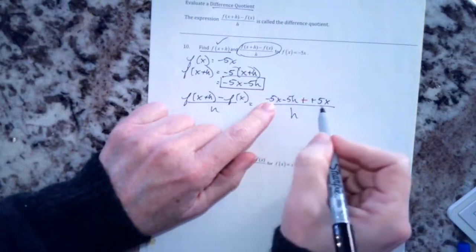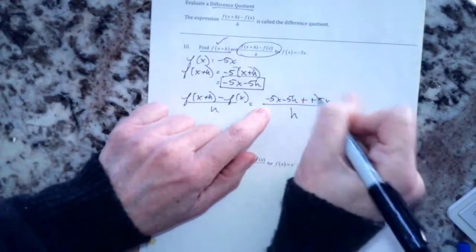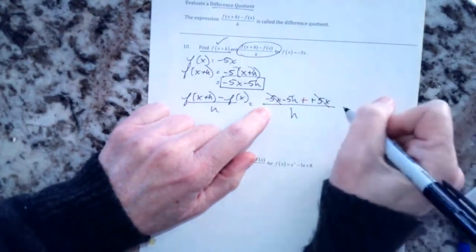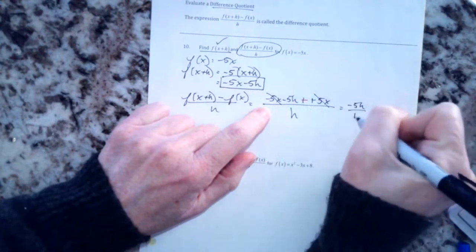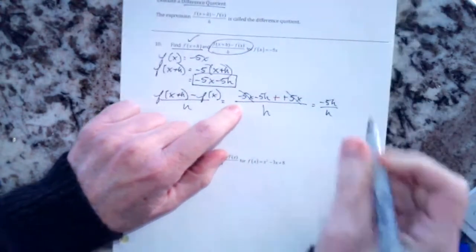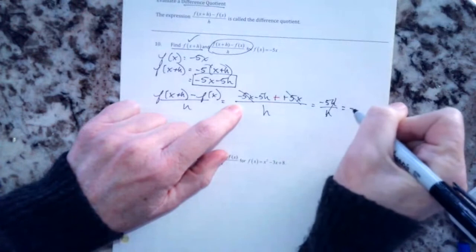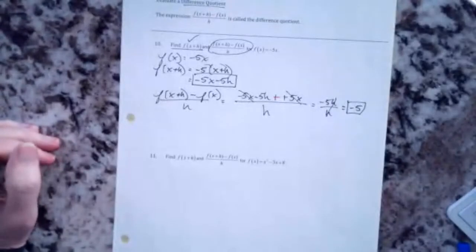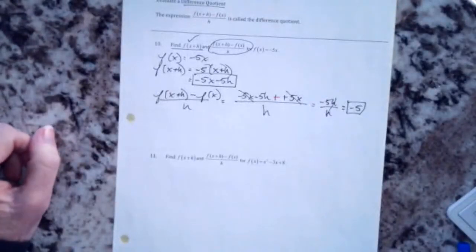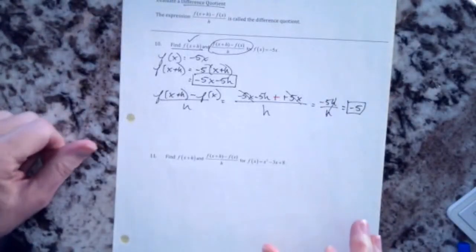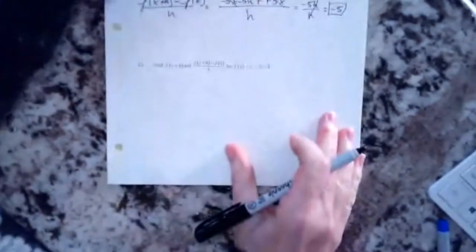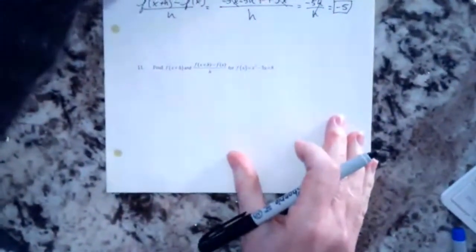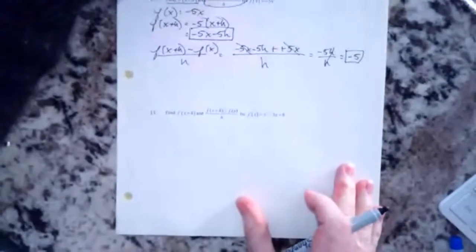Look, you've got a negative 5x and a positive 5x. Cancel them out. So we end up with negative 5h over h. And you know you can cancel the h's. So you end up in this problem with a negative 5. Poof. Just made that happen. Okay, let's go do the same thing down here with a slightly more messy equation. I'm going to leave this so you can see it.